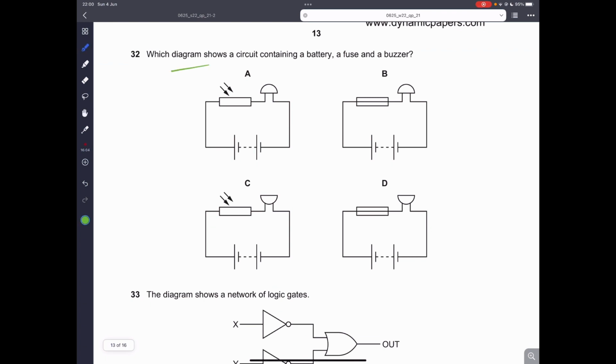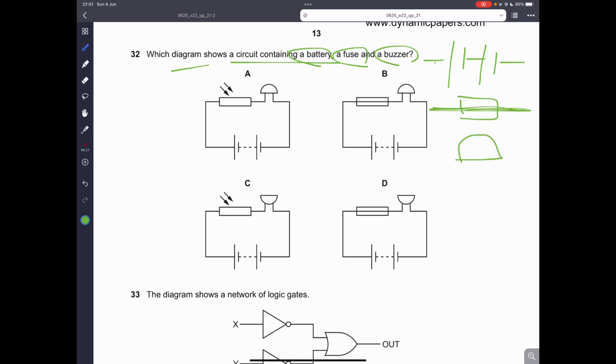Question 32. Which diagram shows a circuit containing a battery, fuse, and a buzzer? Okay, remember this is a question that is testing your knowledge of the circuit symbols. How well you know the circuit symbols. Now remember, a battery looks like this. A fuse looks like this. A buzzer looks like this.